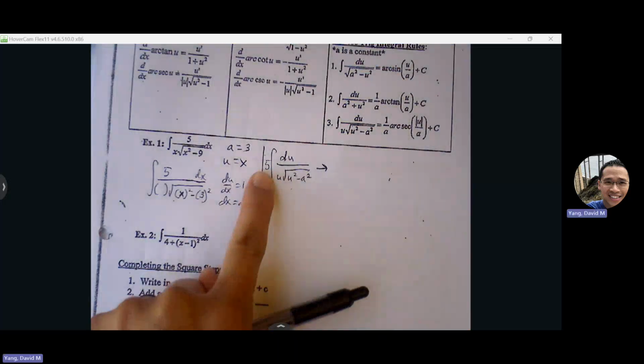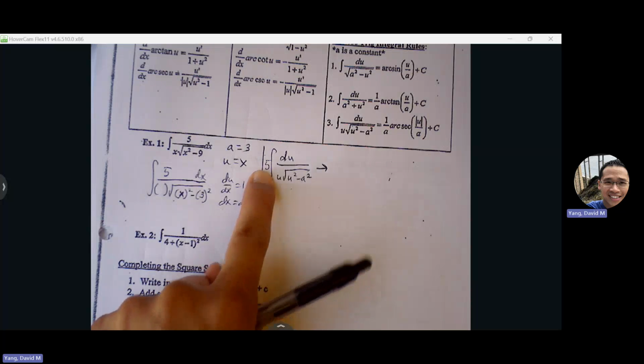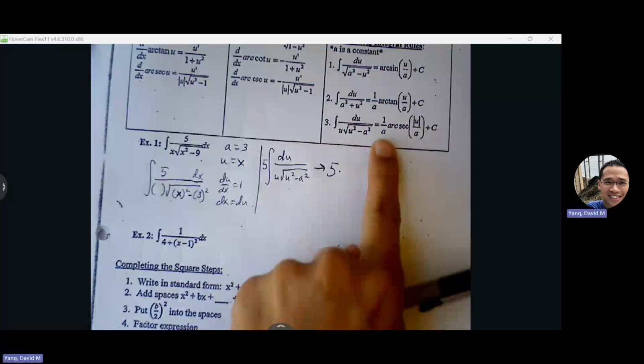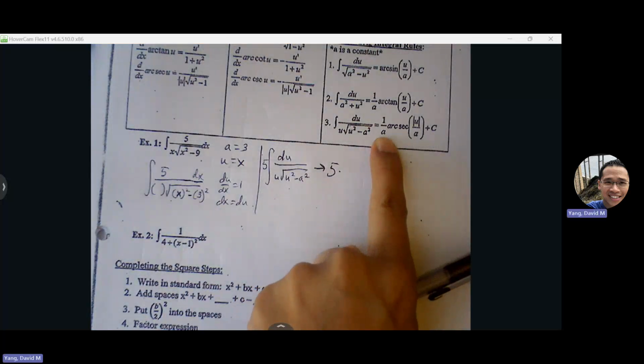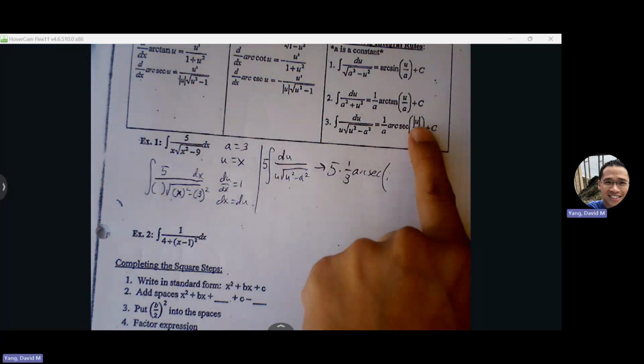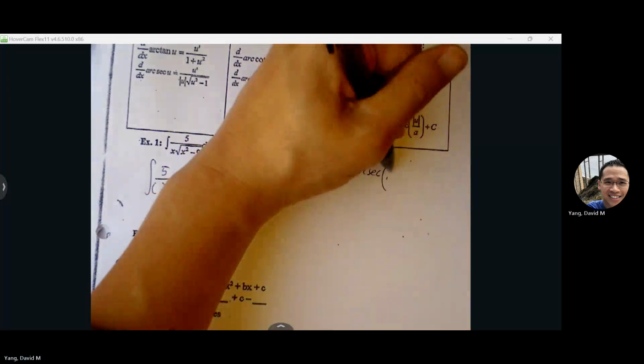So now I'm going to apply my rule. The coefficient is going to be outside of my rule, so I need to include it. So I need to include that 5 times 1 over a. What's my a value? 3, so times 1/3. Arcsecant absolute value of u. So absolute value of x over 3, because that's my a value, plus c.